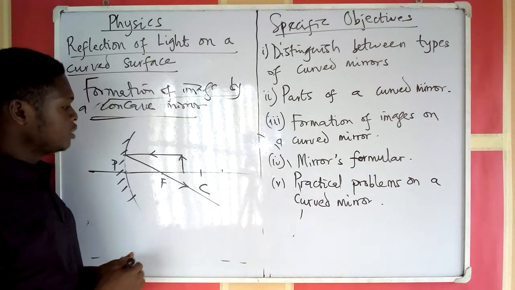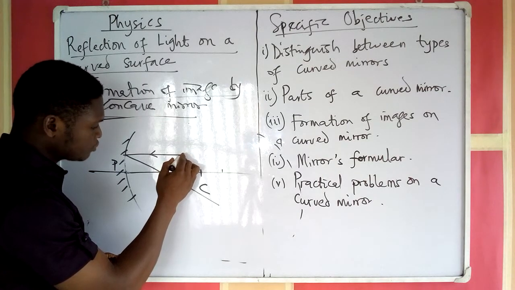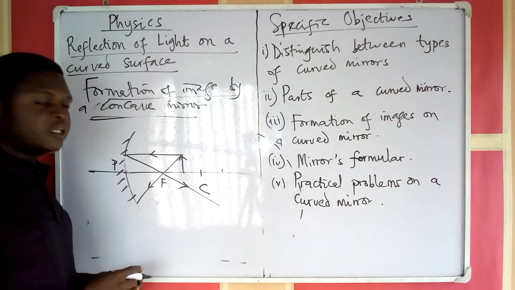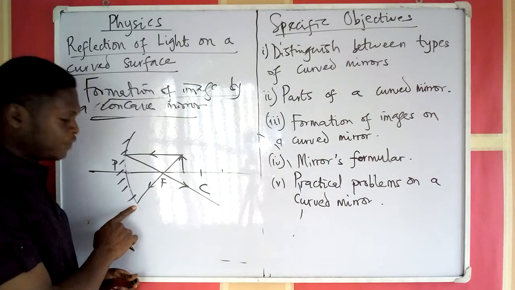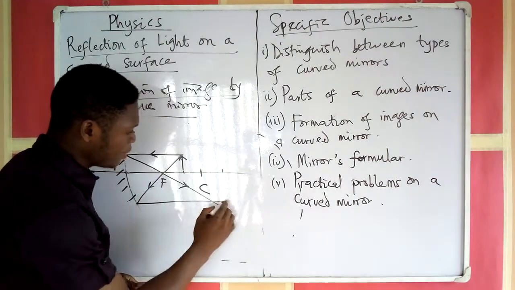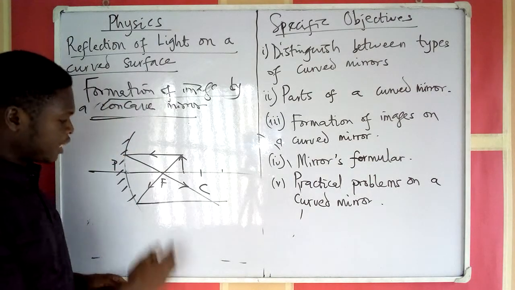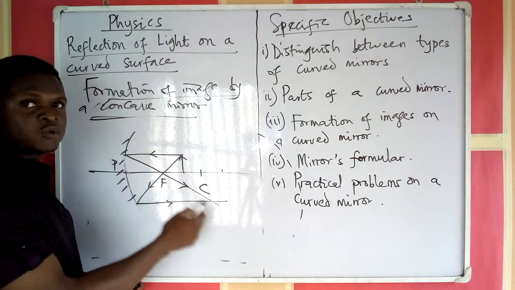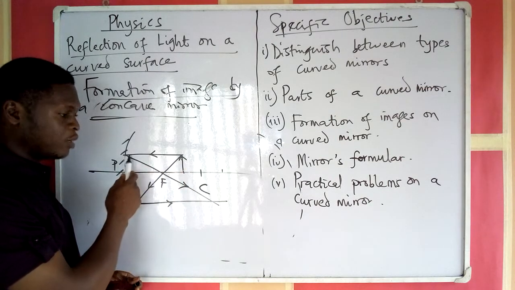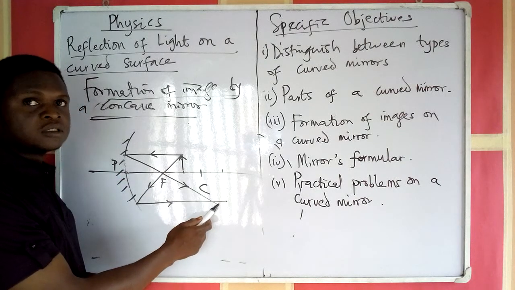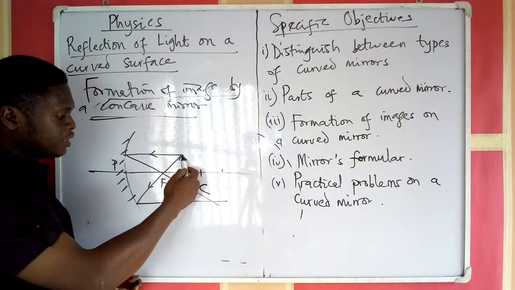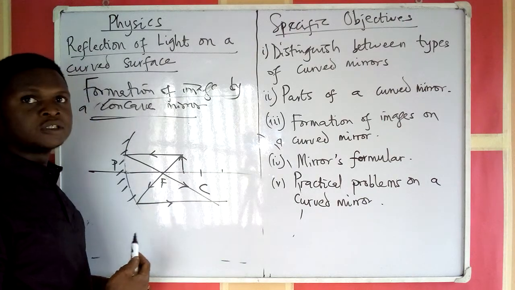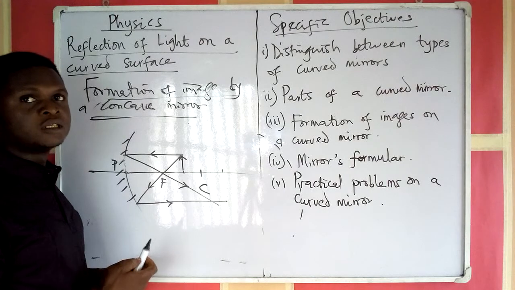The second ray is the one that passes through the principal axis, and immediately it strikes this mirror, it reflects and now travels parallel to the principal axis. So what are we trying to say? You notice that it is almost like the opposite of the first one, because the first one travels parallel and reflects through the principal focus. Then the second one travels through the principal focus and travels parallel. So these two are even enough for us to obtain an image.